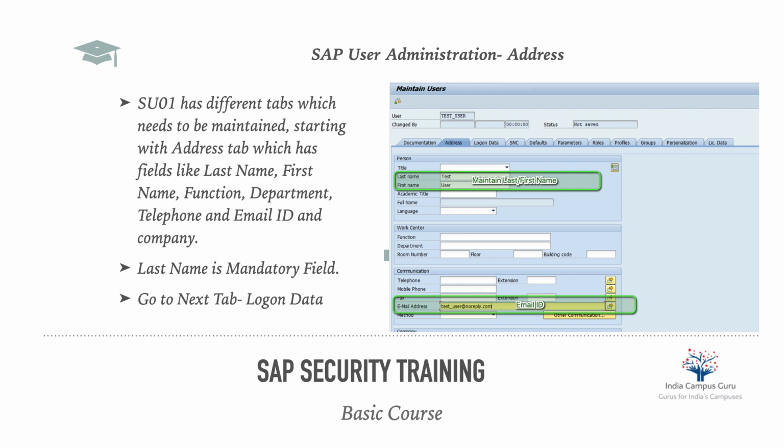Once you do that, it takes you to this screen where you see different tabs. It starts from documentation, address, logon data, SNC, defaults, parameters, roles, profiles, groups, personalizations, and license data. You do need to maintain most of these fields. Not every field or tab is mandatory, but you will maintain them based on your need. The documentation tab I'm skipping for now.